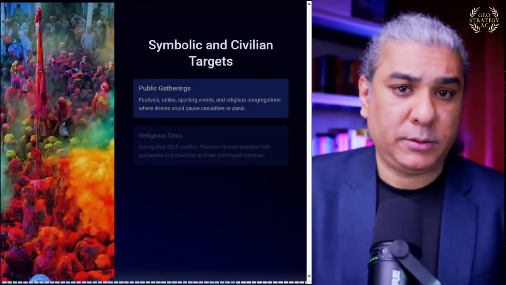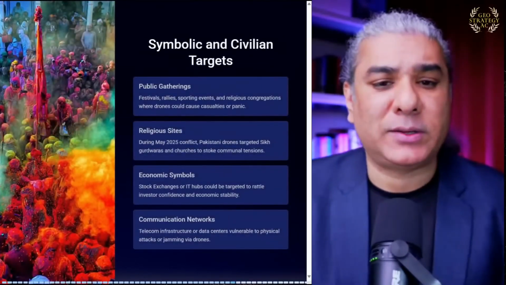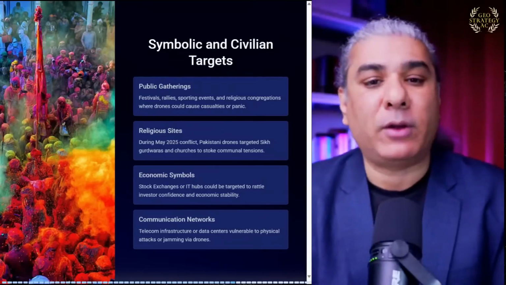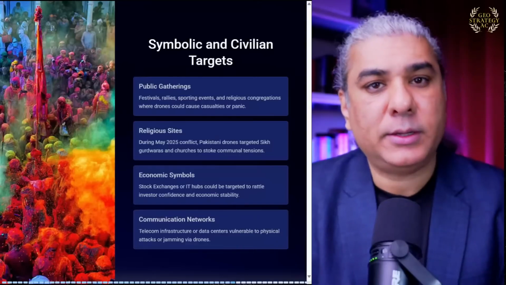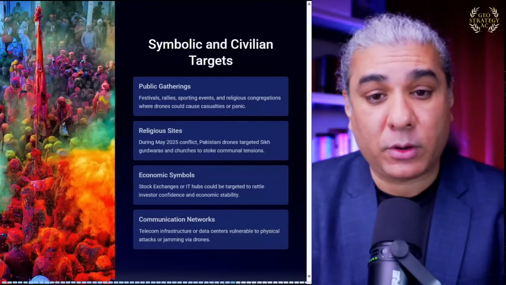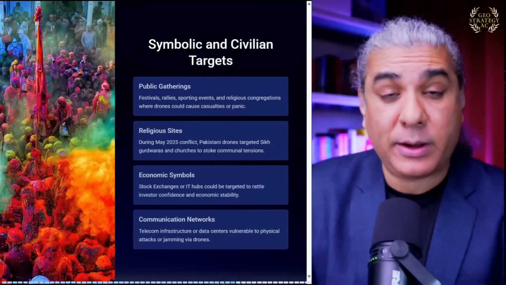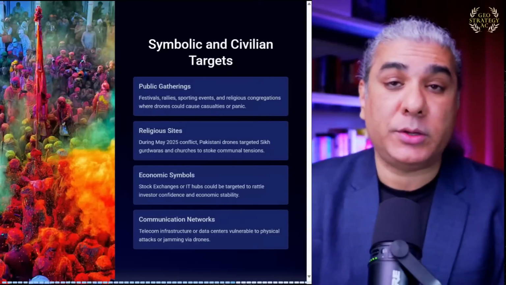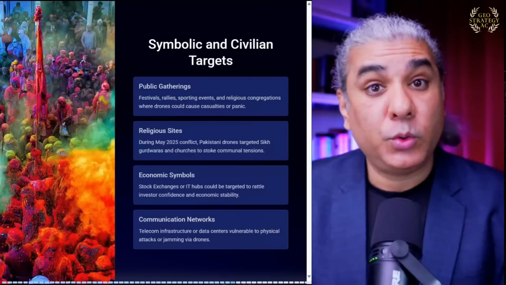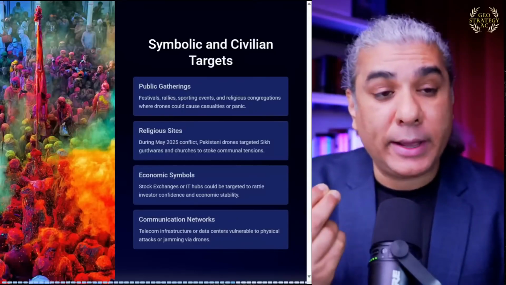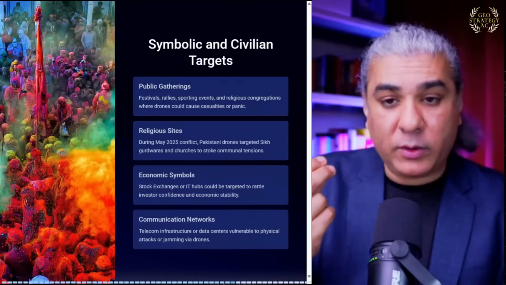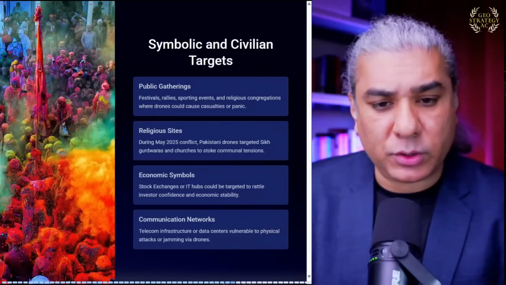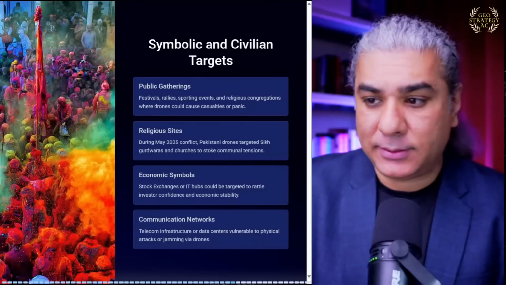And then there are symbolic and civilian targets, public gatherings, festivals, rallies, sporting events, religious congregations, where drones could cause havoc, casualties, panic, religious sites. So, like I said, during the May 3-day war, Pakistani drones targeted Sikh Gurudwaras, the Golden Temple, apparently, and churches to stoke communal tensions. Then, economic symbols like stock exchanges, IT hubs, these could be targeted to undermine investor confidence in India and economic stability. Imagine how wonderful it will be for Pakistan if they can achieve this. Then there are communication networks, telecommunications infrastructure, data centers, and so on, right?